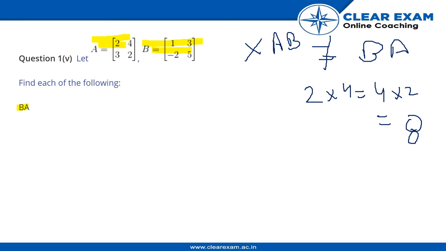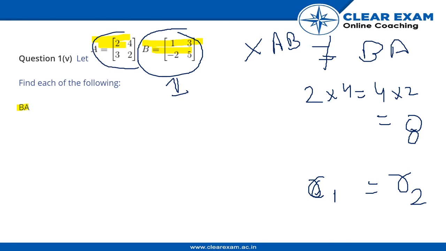But we have to remember one property, which I already told you: the number of columns in the first matrix should be equal to the number of rows in the second matrix. So this time our first matrix is this one and our second matrix is this one, and the number of columns in the first matrix is 2, and the number of rows in the second matrix is 2. So now we can apply the multiplication operation on the matrices. So let's find BA.